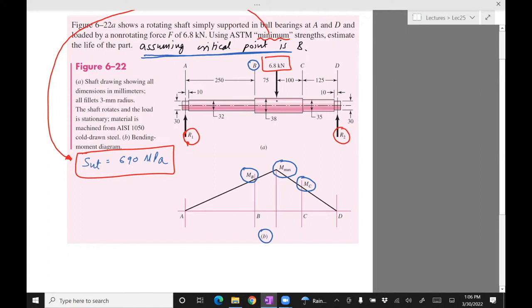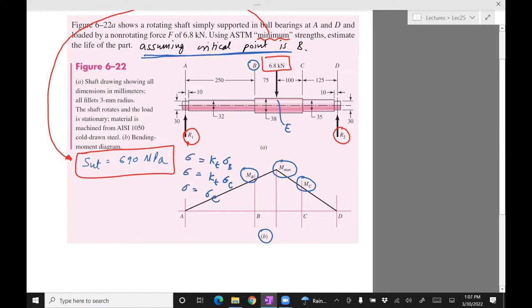Now, what happens though is that because B and C have a change in geometry, there's going to be stress concentration. So the stress at B and C will be multiplied by KT. So KT sigma B, KT sigma C. And the stress at, let's call this point E, the stress at E is going to be just sigma E. So these are the three stresses.